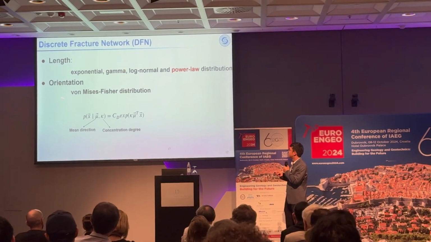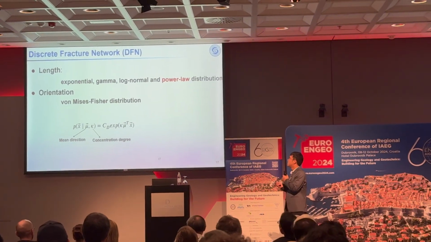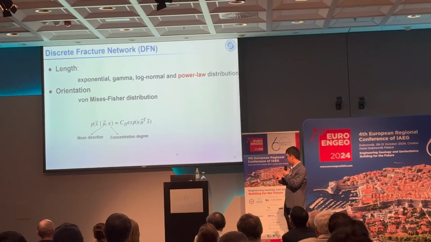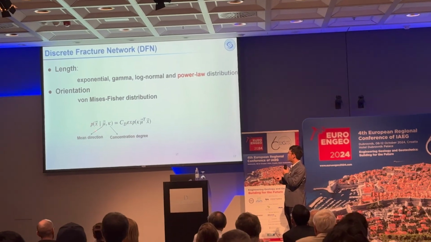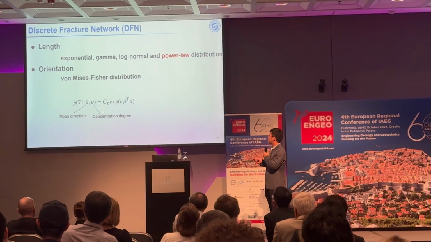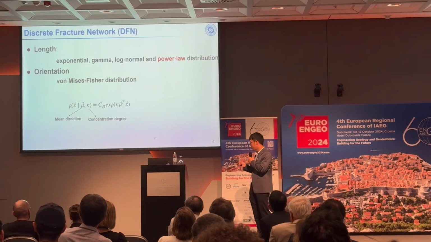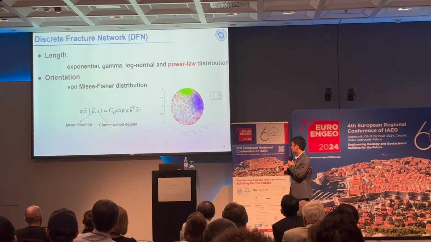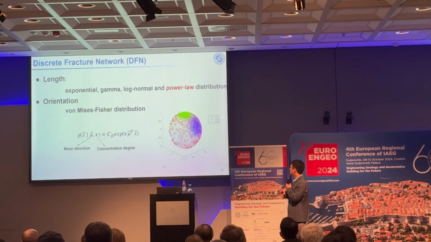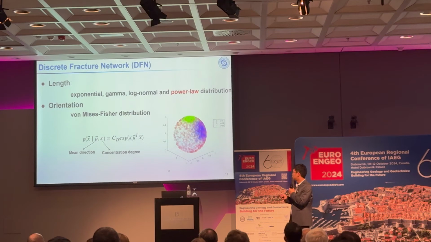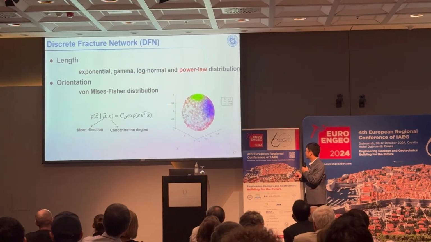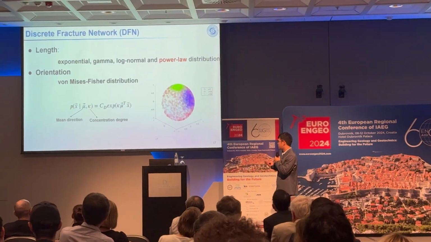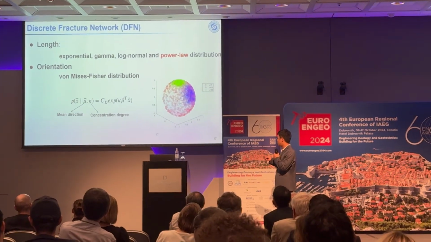And for the orientation, people always use the von Mises-Fisher distribution, which is constrained by two parameters. One is the mean direction mu, and the other is the concentration degree kappa. This kappa value decides how concentrated the orientation is. If kappa is very small, like this red one, it's close to a uniform orientation. If it's very large, like the green one, it will be very concentrated. If it's zero, it becomes just a uniform distribution on this ball.